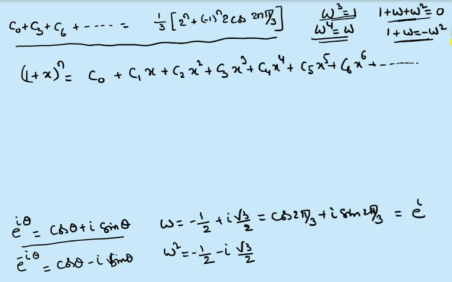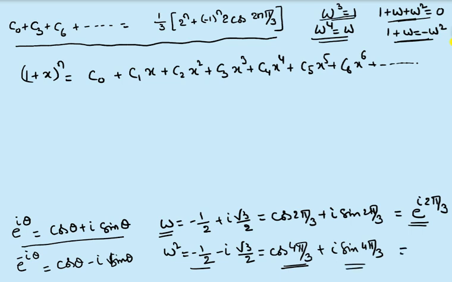That is nothing but e to the power of i 2 pi by 3. That means in place of omega we can write e power i 2 pi by 3, whereas this one is cos 4 pi by 3 plus i into sin 4 pi by 3, because cos 4 pi by 3 value is minus 1 by 2, sin 4 pi by 3 value is equal to minus root 3 by 2. That's why we can write e power i 4 pi by 3. So omega can be written as e power i 2 pi by 3. Omega square can be written as e power i 4 pi by 3.